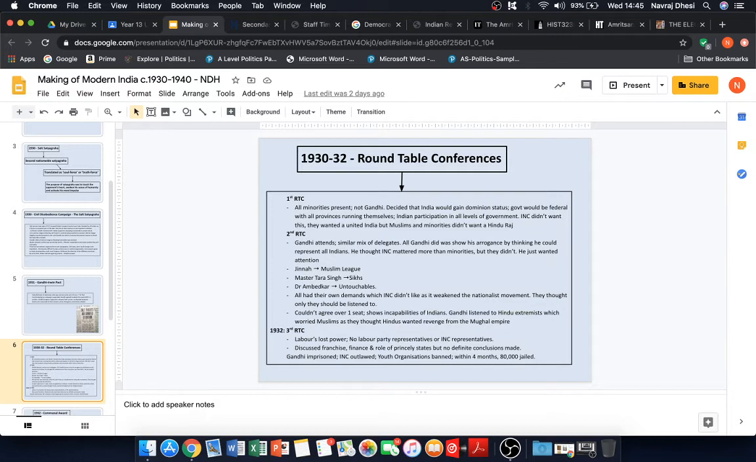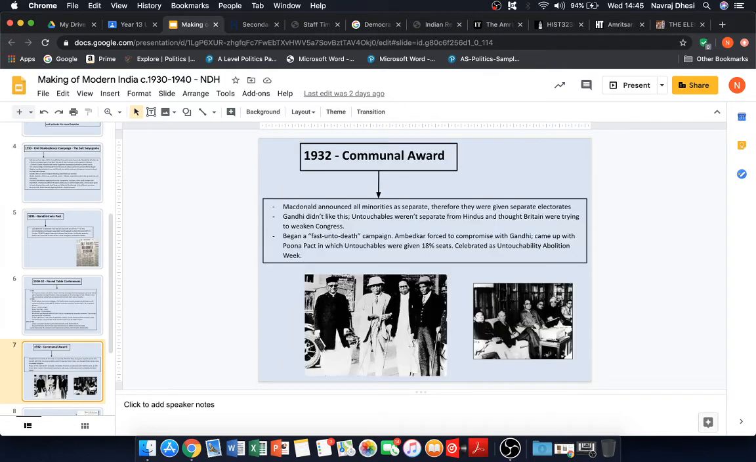And Congress's politics during the roundtable conferences was exclusionary of the interests of other religious communities rather than inclusionary, displaying how the inability of religious leaders to cooperate was a contributory factor eventually to the policy of partition. Now, the 1932 Communal Award.